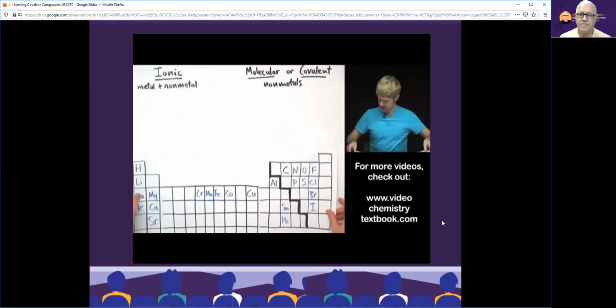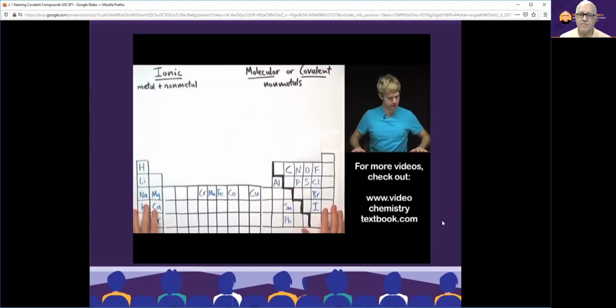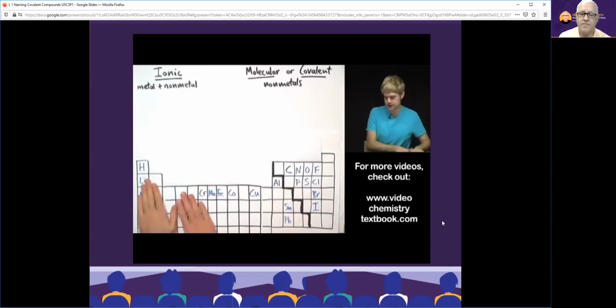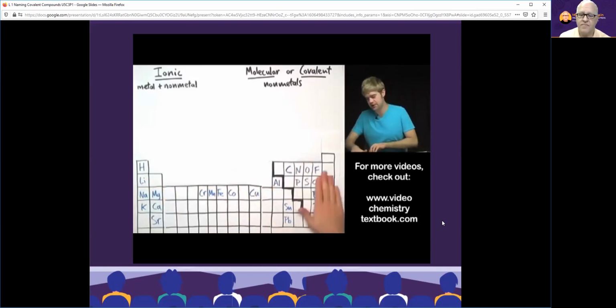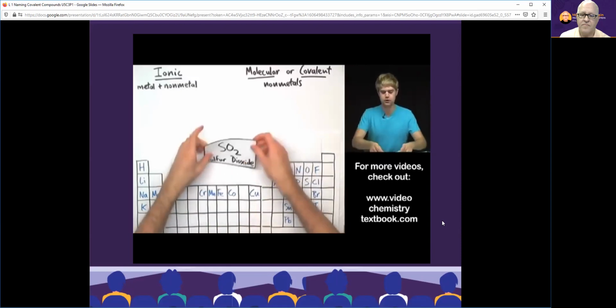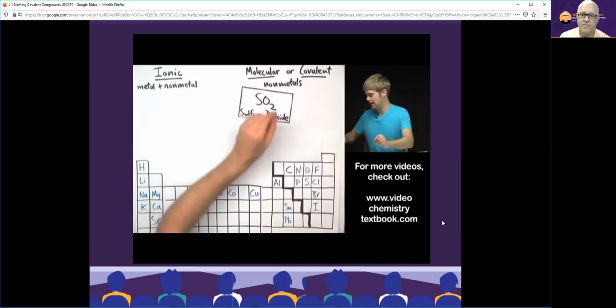You will need a periodic table to do this. Here's the one that I'm using. I've left out a lot of the elements because they're not important. But what is important is this big, thick staircase that divides the periodic table into 2 parts. On this side of the staircase are the metals, and on this side of the staircase are the nonmetals. Okay, so here are a couple examples. The first one, sulfur dioxide. So what are the elements it's made of? It's made of sulfur and oxygen. Both of these are nonmetals, which means that sulfur dioxide, SO2, is a molecular compound.